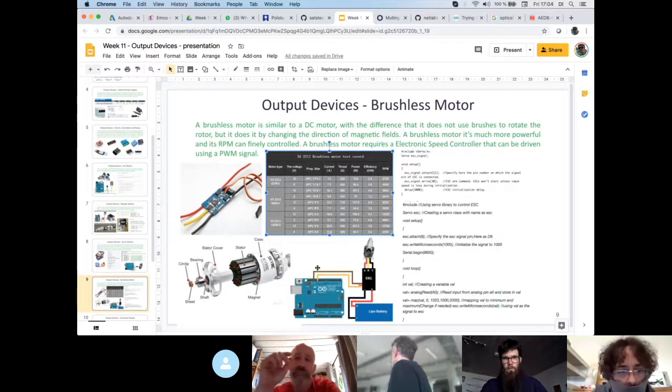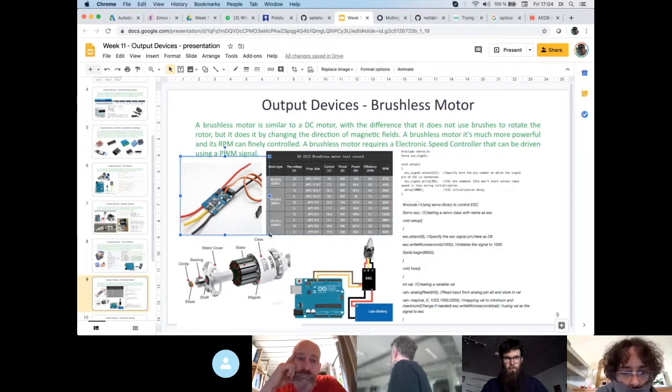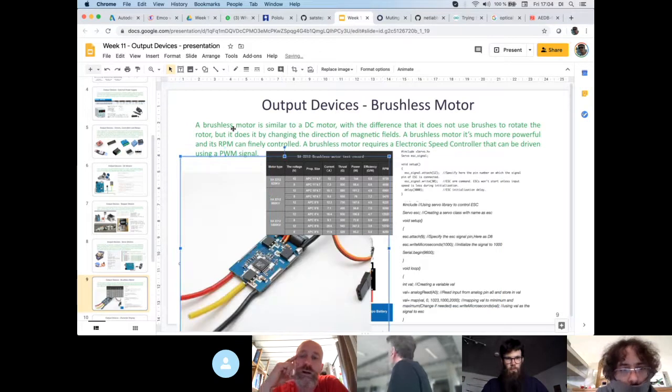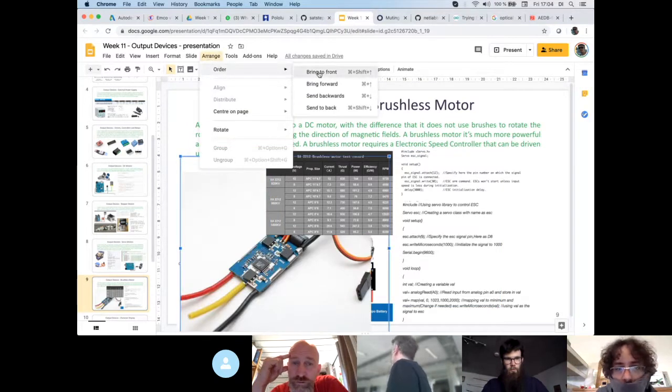Okay, so guys, this is maybe a little bit of inside of our electronic speed controller. And as you can see, it's a rather complex circuit.